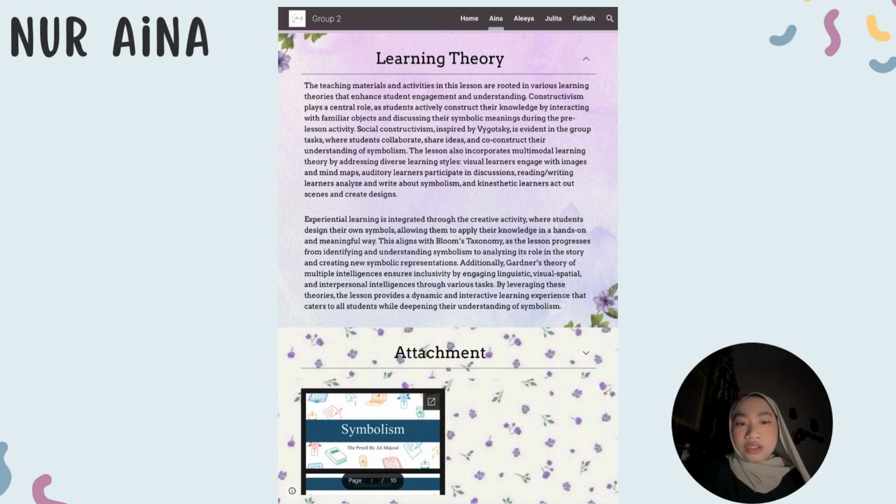Additionally, we have guidance from the theory of multiple intelligences to ensure inclusivity by engaging linguistic, visual, spatial, and interpersonal intelligence through various tasks. By leveraging these theories, this lesson provides a dynamic and interactive learning experience that caters to all students while deepening their understanding of symbolism.